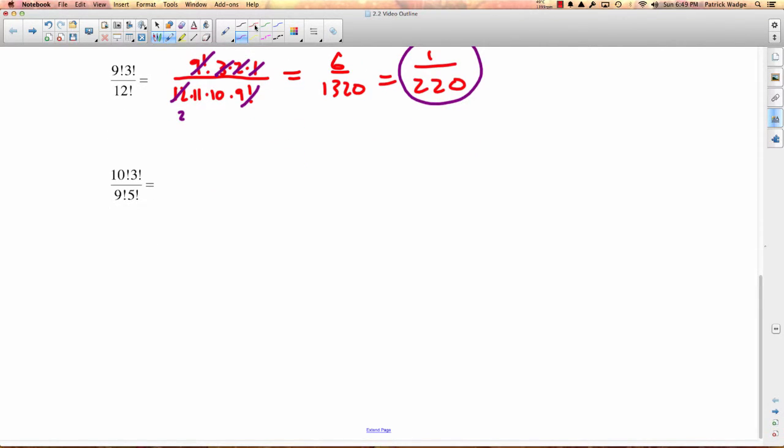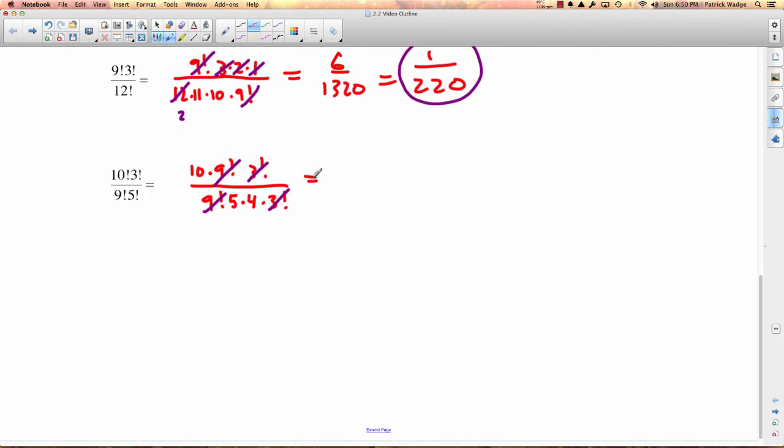Alright, pretty similar to this one. 10 factorial, how do you think we want to write that? Well, I see a 9 factorial down here, so why don't we just go 10 times 9 factorial? On the bottom we have that 9 factorial. Now, 5 factorial and 3 factorial, which one should I write out a little bit? The bigger one's the one you want to write out a little bit. I want to write 5 times 4 times 3 factorial. Why stop there? Because you have 3 factorial on the top. So we got a few things that'll cross out. 3 factorial and 3 factorial, 9 factorial and 9 factorial.